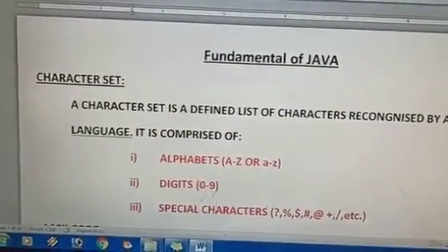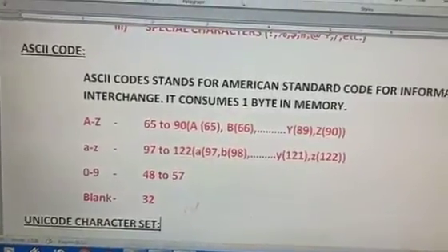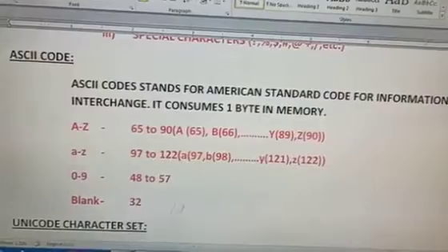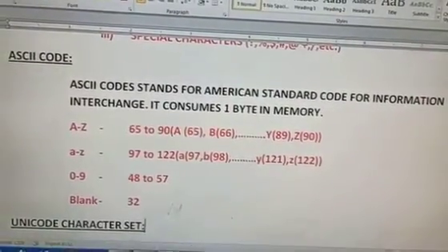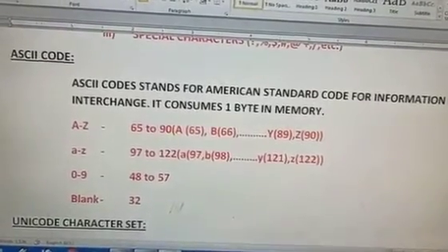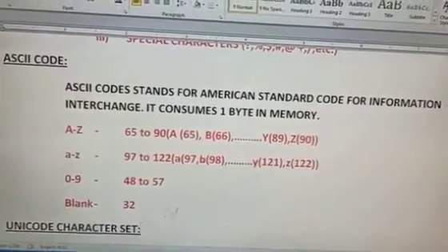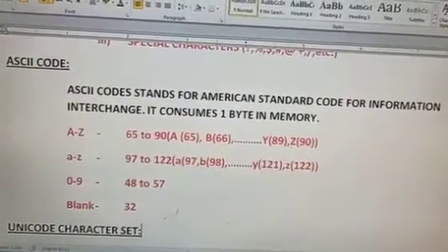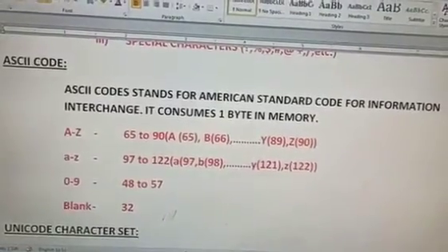Now let's move further. The next one is the ASCII code. What is the ASCII code? ASCII stands for American Standard Code for Information Interchange. It consumes 1 byte in memory. Earlier you have done C++ and before that we have done BASIC also. In all the languages, in BASIC also ASCII codes were there, and in C++ also.